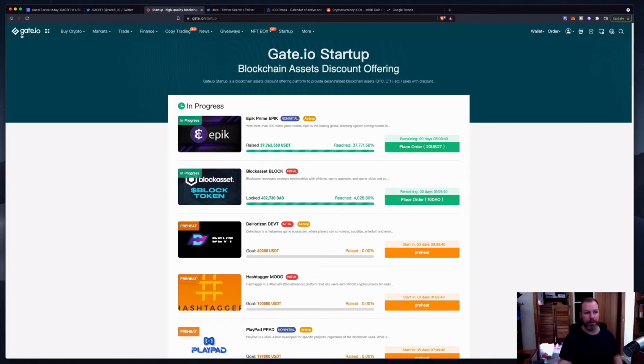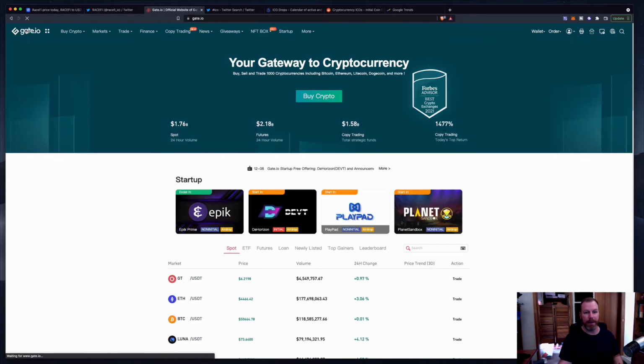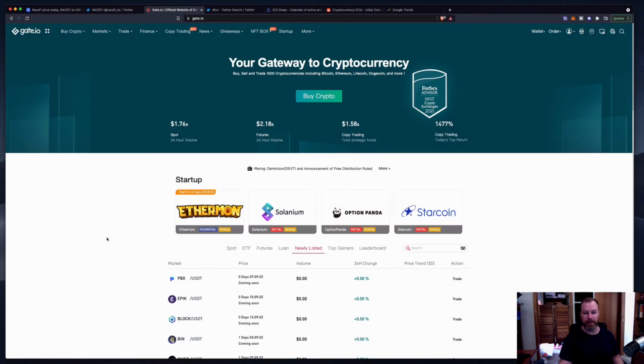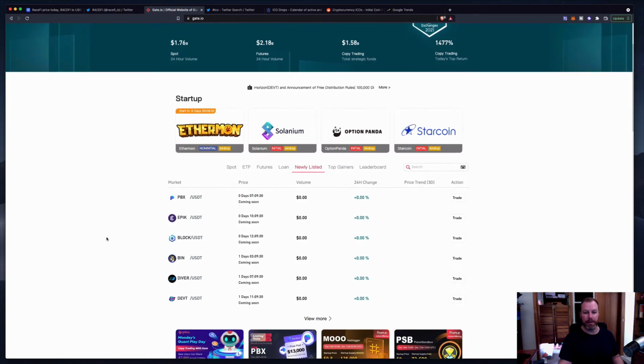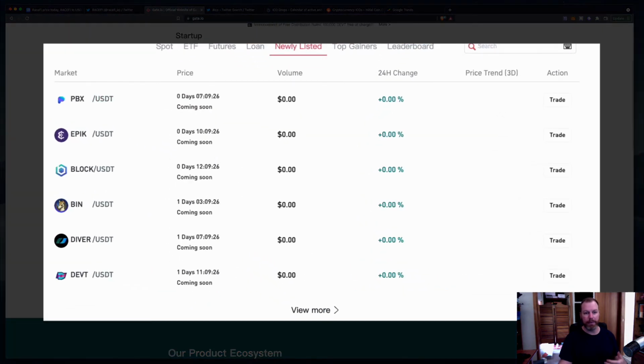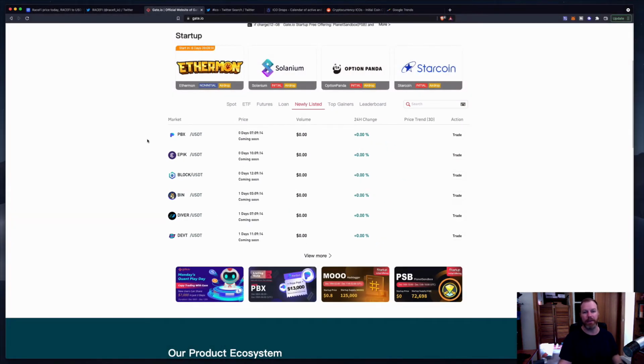But what I like to do is go to the front page of Gate.io, and then I like to click on this newly listed tab, because this will actually not be just newly listed, this will show you the coming soon. So these are basically all of those launch pad ones there. They will then be listed for the public sale. And quite often these things pump 1, 2, 5, 10x on listing.